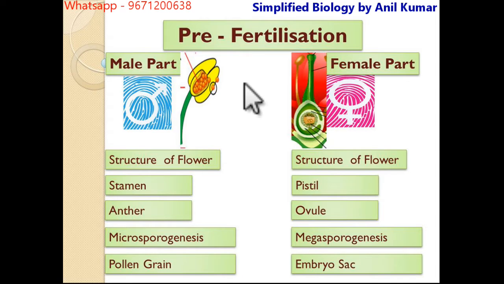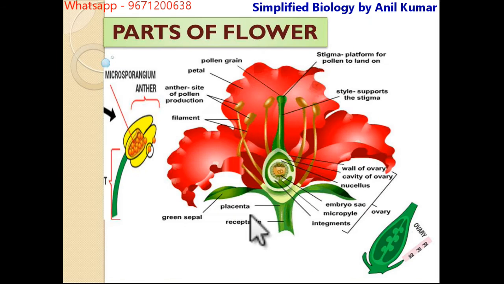In pre-fertilization, on the flower there are four different parts. The first part is the corolla. The corolla is the colored part of the flower. It is also named the petals. The second part is the green one, named the calyx or the sepals.